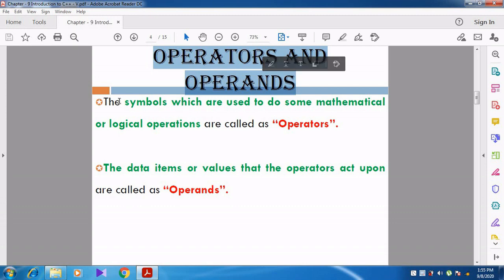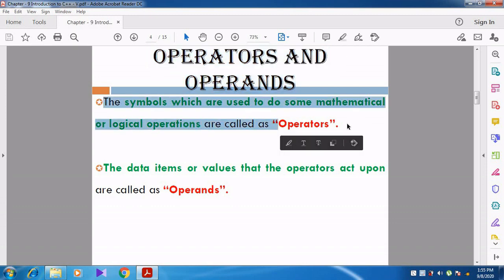What is meant by operator? The symbols which are used to do some mathematical or logical operations are called operators. So it is going to be represented in a symbol manner, and then that is going to perform some operation. What type of operation is it going to perform? It is going to perform a mathematical operation, or it may be a logical operation. So whenever that type of symbol is performing some operation, that is called an operator.